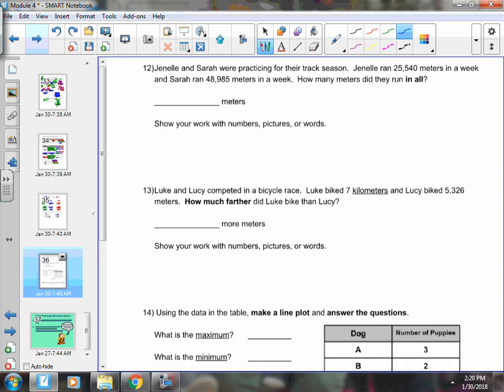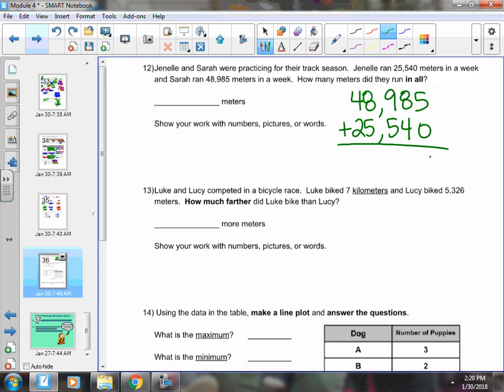Janelle and Sarah were practicing for their track season. Janelle ran 25,540 meters. Sarah ran 48,985 meters. How many meters did they run in all? In all just means add. And the fact that they're both already shown as meters means I can just add the two numbers. 74,525.